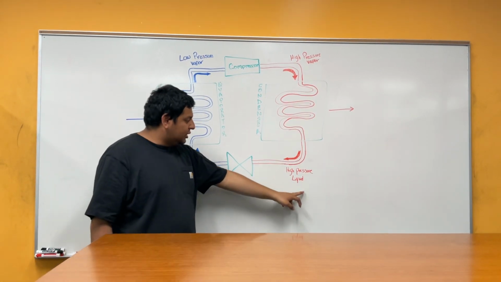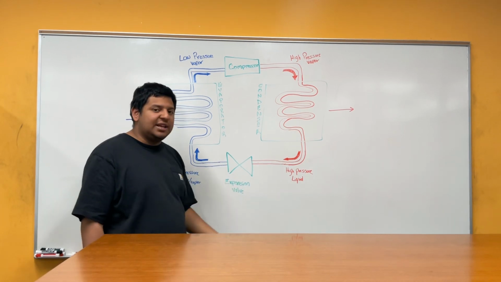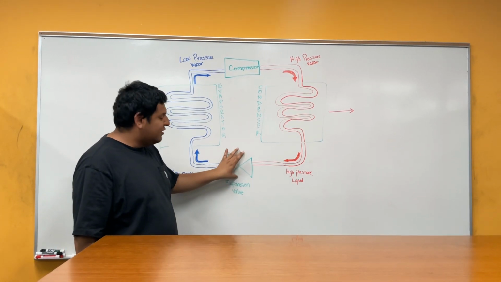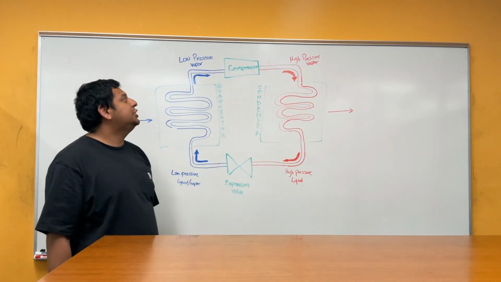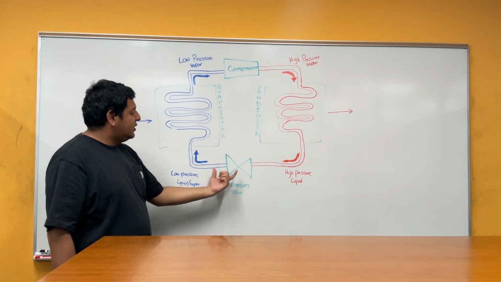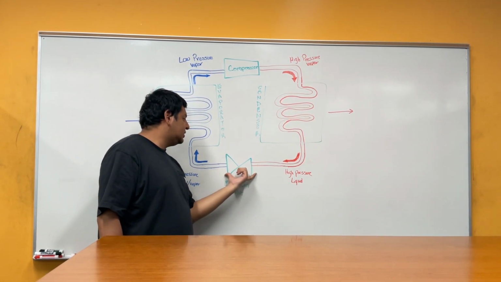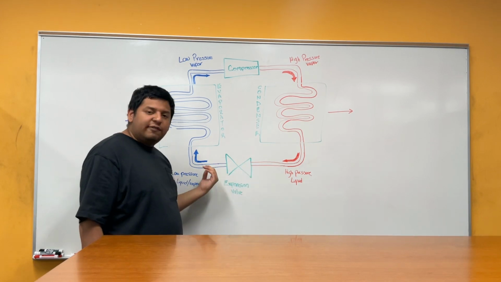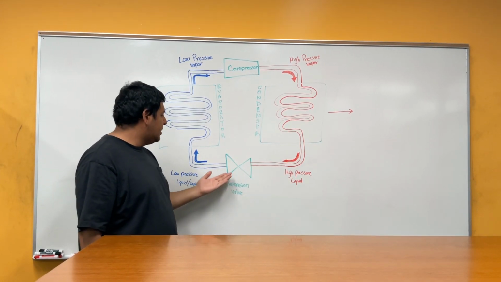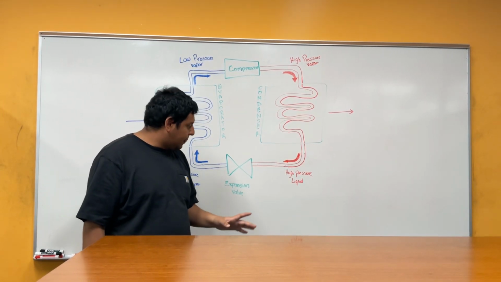And so this high pressure liquid is going to move into this expansion valve. Now this expansion valve also has an actuator, just like the compressor, and what that actuator is doing is controlling the flow of the refrigerant back into the evaporator system.